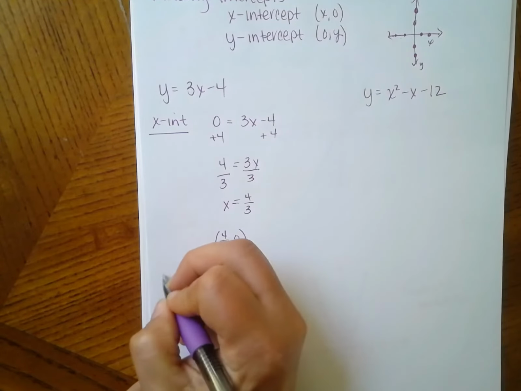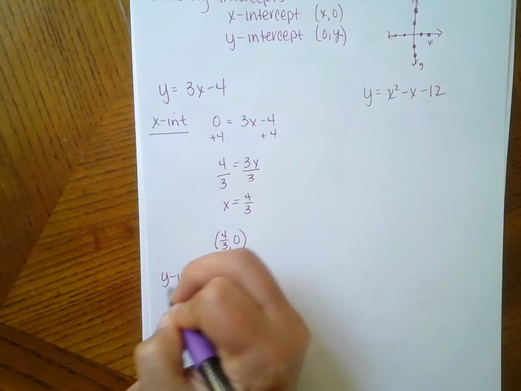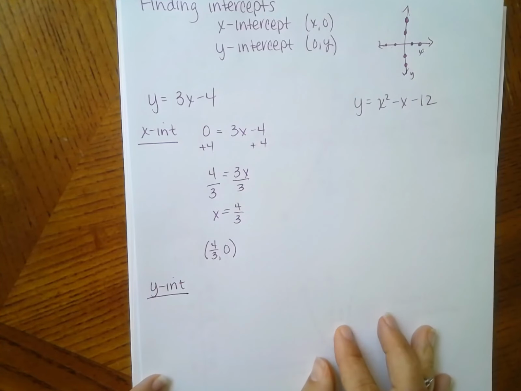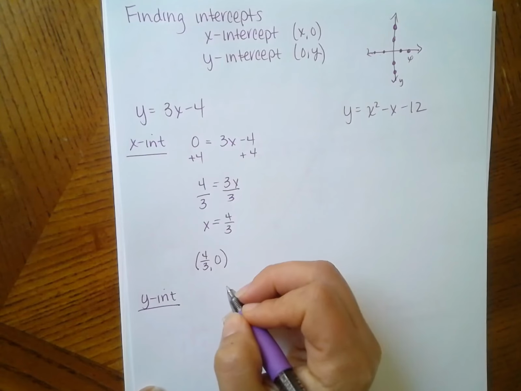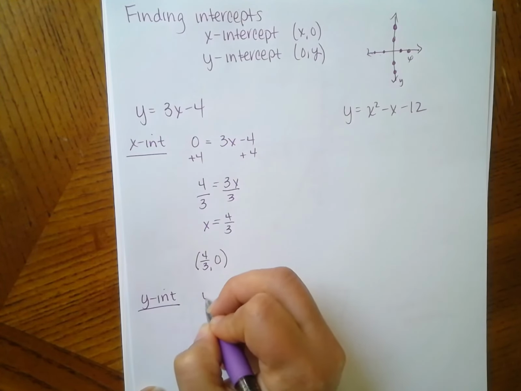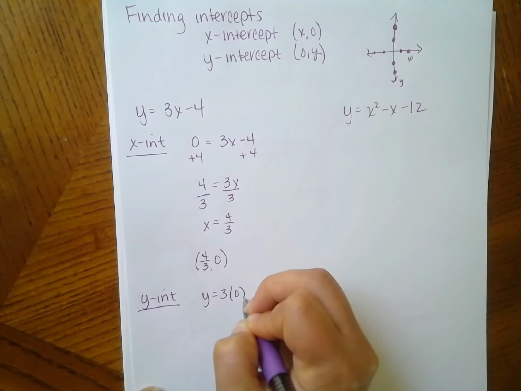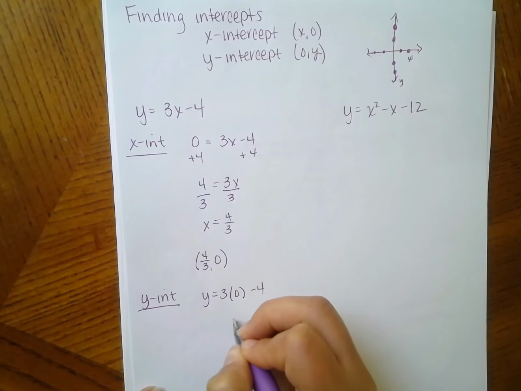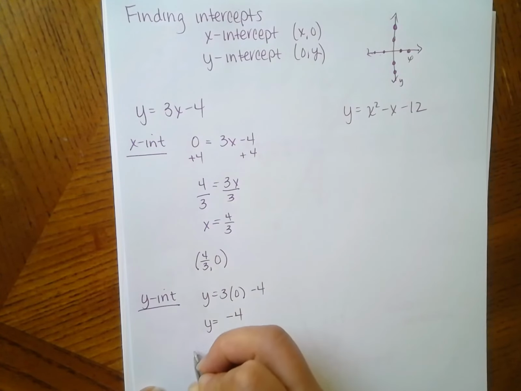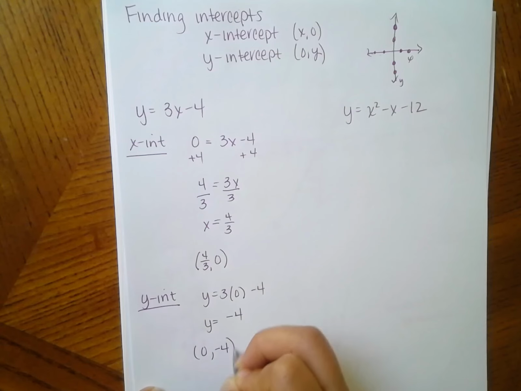While we're here, let's find the y-intercept. The y-intercept has an x-coordinate that is 0. It always has to be 0 or else it won't be on the y-axis. So I plug in x equals 0 this time. And so this time I have y is equal to 3 times 0 minus 4. So I end up with -4 as my y value. That means I have a y-intercept of (0, -4).